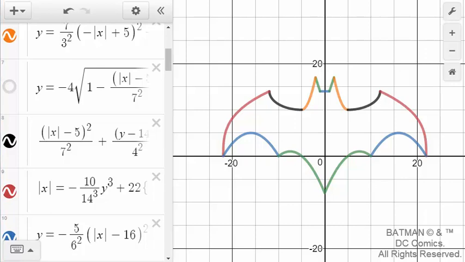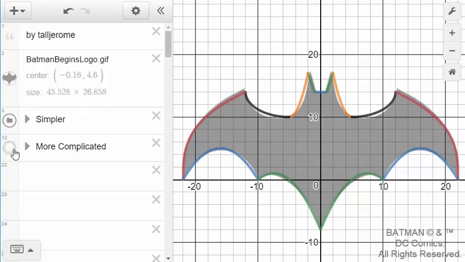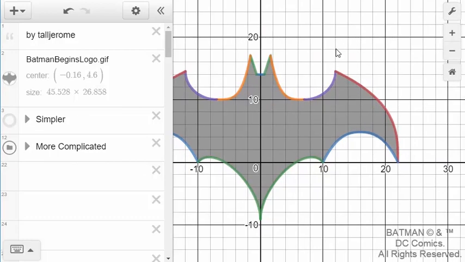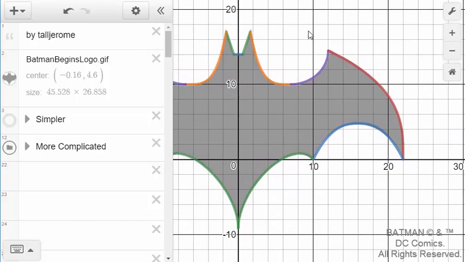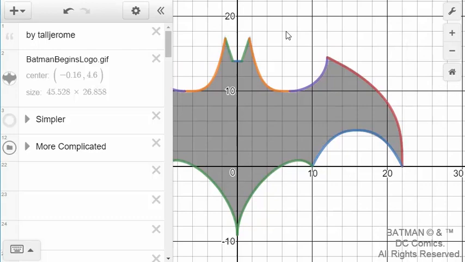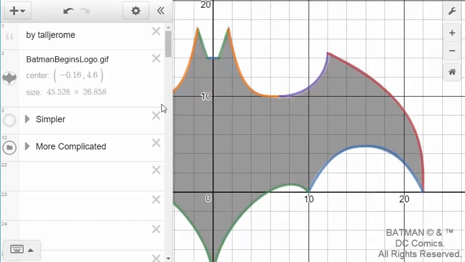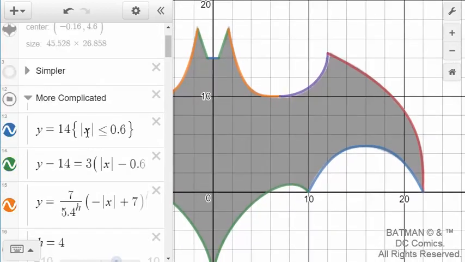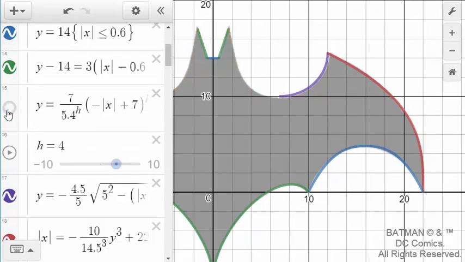A quick side note for the uber geeky Batman purist who just can't get past these curves' imperfections. I'll quickly show you my more complicated set of curves before we return to the simpler set and proceed with the demonstration. Alright, there's my more complicated set of equations and curves that hug the perimeter of the original design a little more closely. For these curves, instead of sticking exclusively to parabolas and cubics, I toyed with the exponents a little bit. Take this orange curve, for example.